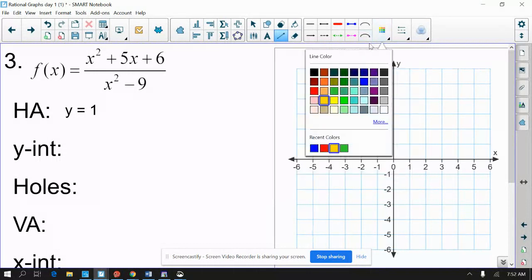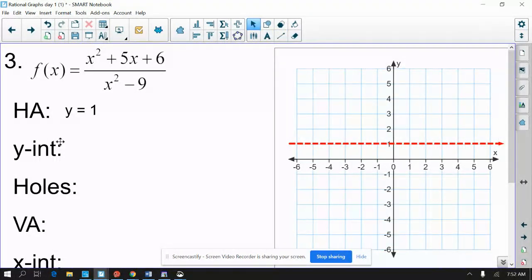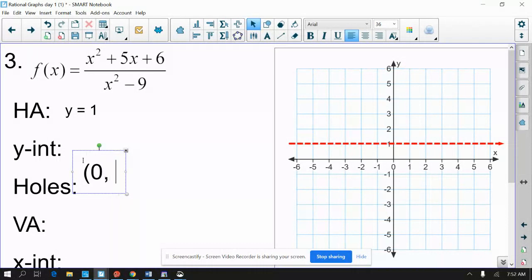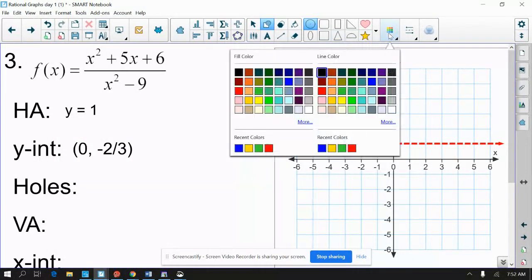So I go in my notes, if I were you, and graph as best as I can a horizontal asymptote. Boom, right there. Y-intercept. I love y-intercepts. If you let x equals 0, what do you get? Well, this goes away, this goes away, this goes away. So you're just left with 6 over negative 9. Doesn't that simplify to negative 2/3, I believe? So negative 2/3 is the y-intercept. And that's something I could plot. So I'm going to plot it.